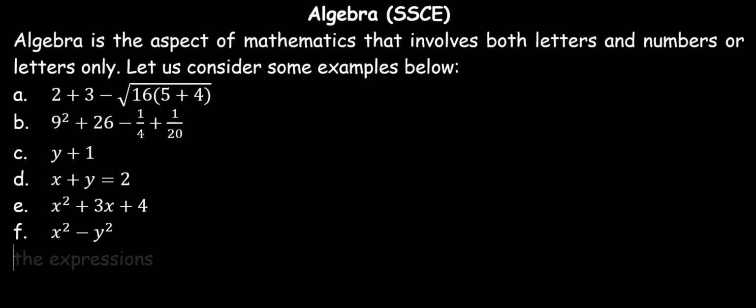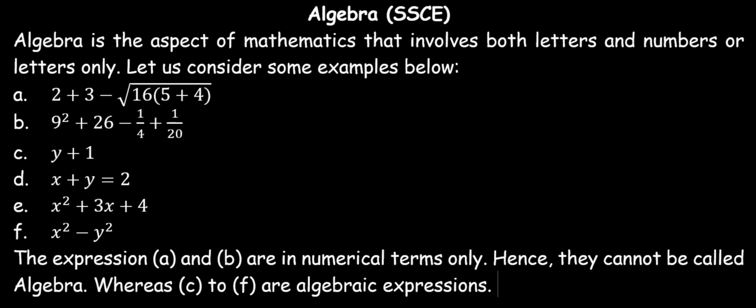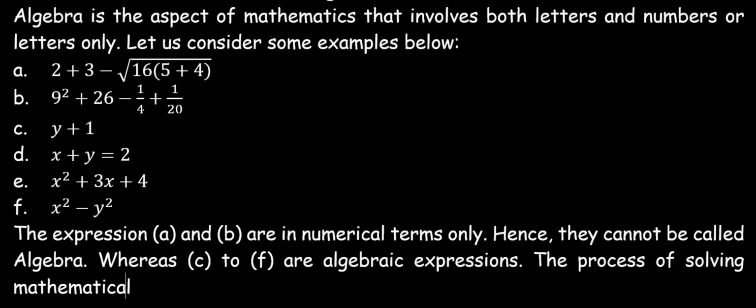The expressions A and B are in numerical terms only. Hence, they cannot be called algebra, whereas C to F are algebraic expressions. The process of solving mathematical problems involving algebraic expressions is called the algebraic process.